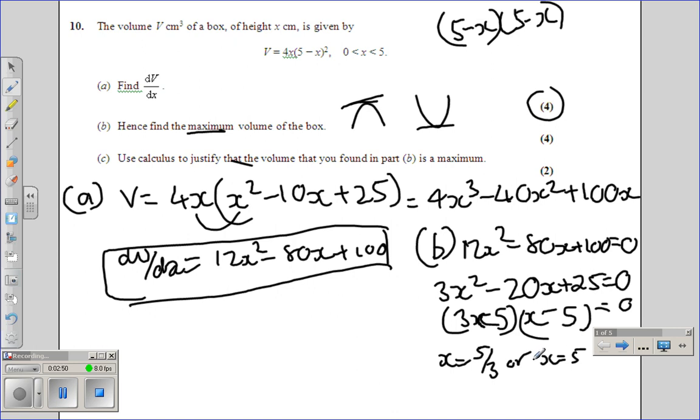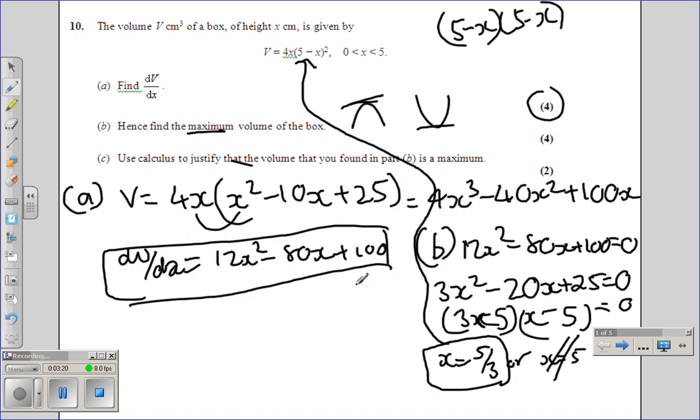Before we finish the question, there's a little bit more to do. We first need to realise that x has to be between 0 and 5. It's not allowed to be 5. So that means x is 5 over 3. The question is not finished though, because we need to find the maximum volume of the box. All we've done is found the value of x, i.e. the height of the box, for the maximum. So we need to substitute this back into this volume formula.